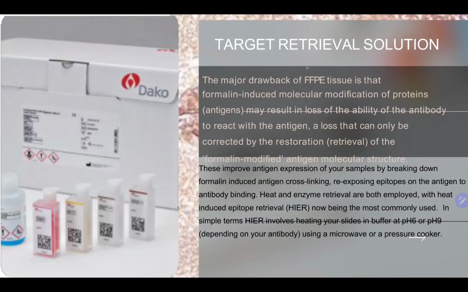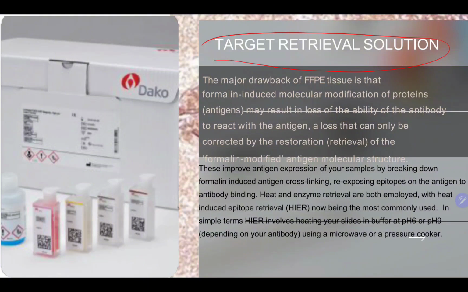Because the major drawback of formalin-fixed paraffin-embedded tissues is that the formalin-induced molecular modification of proteins or the antigens may result in loss of the ability of the antibody to react with the antigen. So that's why you need to perform target retrieval solution or the antigen retrieval, using the TRS or the target retrieval solution para ma-expose po yung mga na tago during fixation. Okay, so this will improve antigen expression sa specimen natin by breaking down formalin-induced antigen cross-linking, re-exposing the epitopes of the antigen to antibody binding.